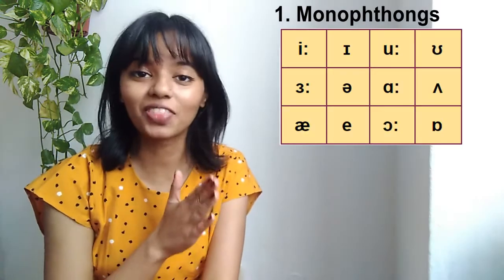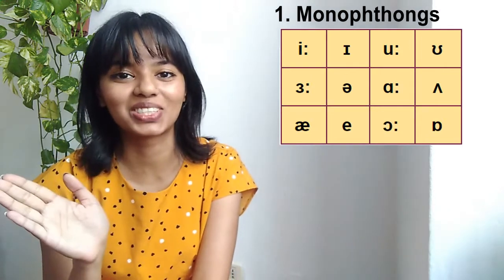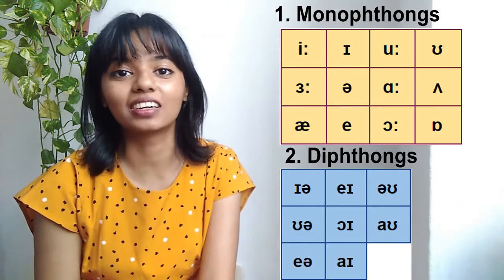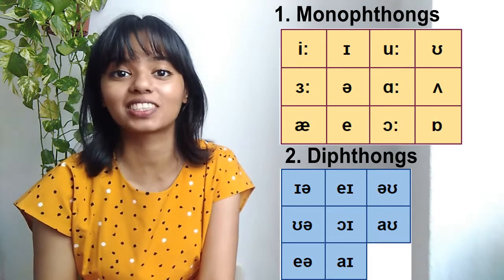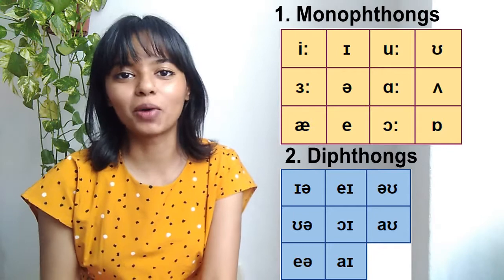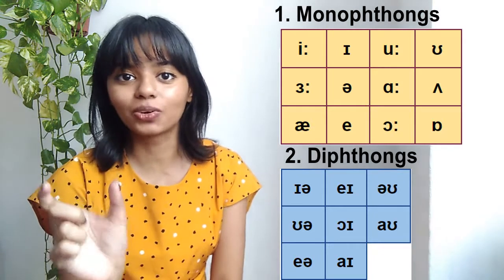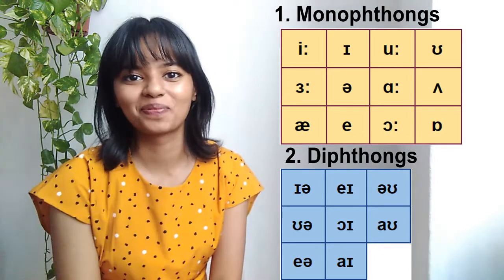There are 2 types of vowel sounds. You have the monophthongs and the diphthongs. Monophthongs are vowel sounds that we produce without changing the position of our tongue. The monophthongs can be either long vowels or short vowels. Let's look at the first one.